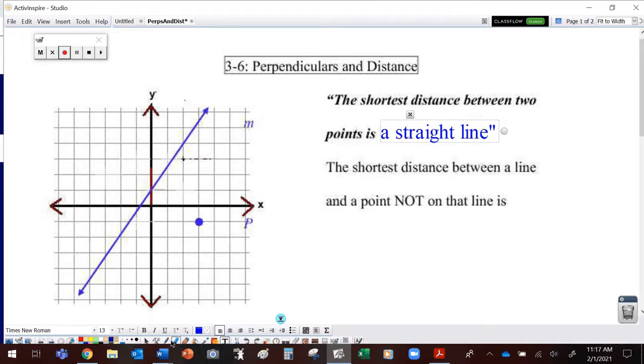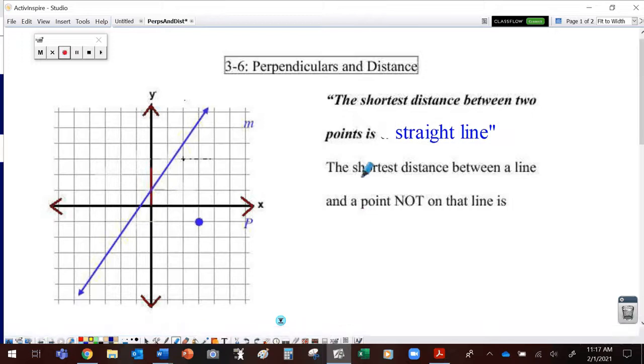First off, whenever they ask you for the distance, what they really mean is the shortest distance. Of course, there's a lot of different ways that we could say the distance. We could say from this point P to this point up here, which is on line M, or this point P to this point here, which is on line M. But really what we want is the most direct or the shortest distance. So let's take a look.